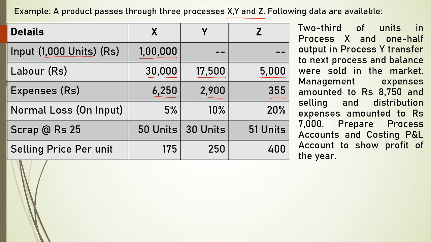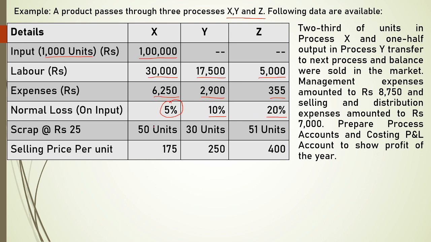Now the normal loss on input is 5% in process X, but here the sale value is not given because it is loss of weight. It means there are no units remaining that we can sell in the market. So in the units column we write the normal loss, but in the amount column we do not write anything because there is no sale value of normal loss. The normal loss of process Y is 10% and process Z 20%.